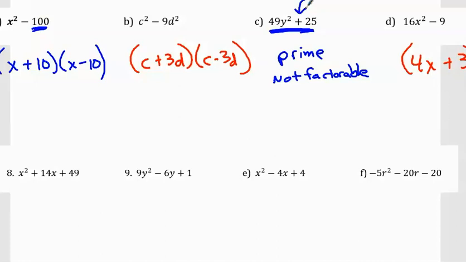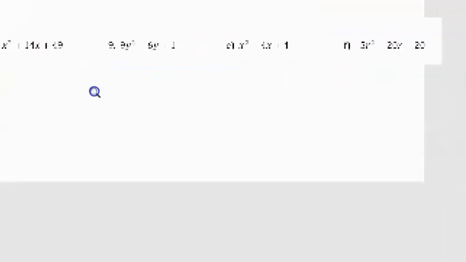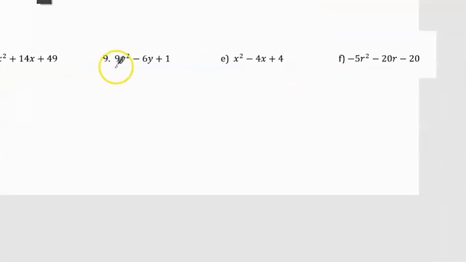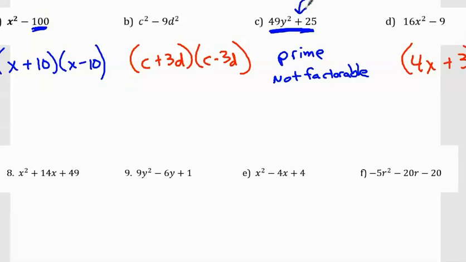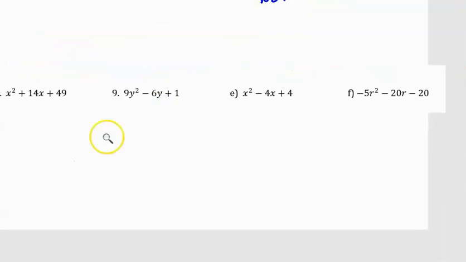And then the final one, oh, there's a plus and a minus. And D got cut off. Sorry, guys. So it would be 4x plus 3 and 4x minus 3. So make sure you're writing that for D. All right, moving right along.